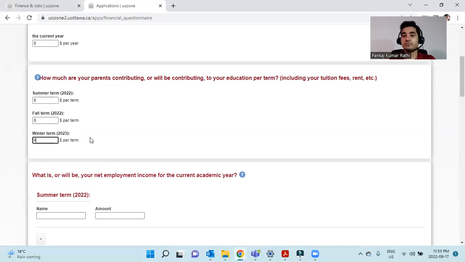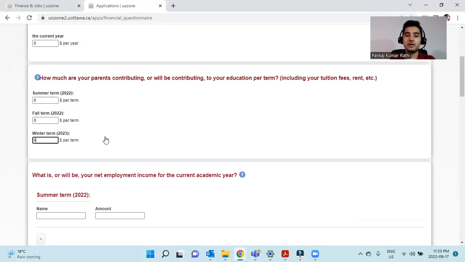But if your parents are contributing for the fall term, say they have contributed $12,000, mention $12,000, and mention in winter term that they have contributed another 12,000. And if you have mentioned this, do mention that you are a dependent student. Because sometimes they might ask you to show the education loan papers as well. So mention accordingly. Be legit here, be legit to yourself as well as to University of Ottawa.